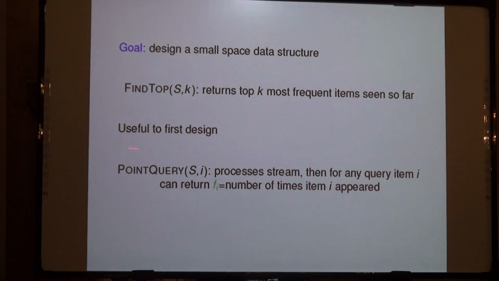Well, it turns out that before we design this data structure for find top, it's pretty useful to design a point query data structure. And once we have it, we'll get our goal. So let me tell you what this point query is. It takes the stream as input, it scans the stream and maintains some kind of a small space representation. And when it's given a query item i, so one of the items arriving in the stream, it's able to return the number of times the item i appeared in the stream. So here I will call the frequency of the item fi.